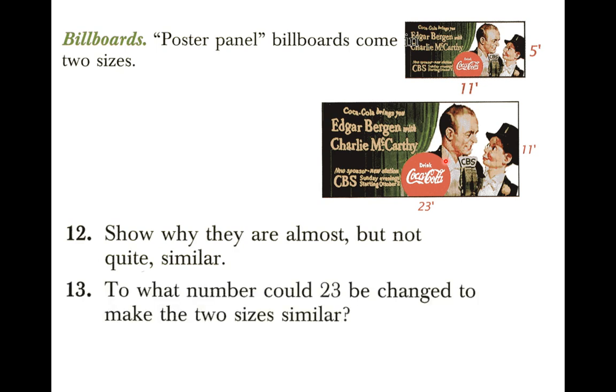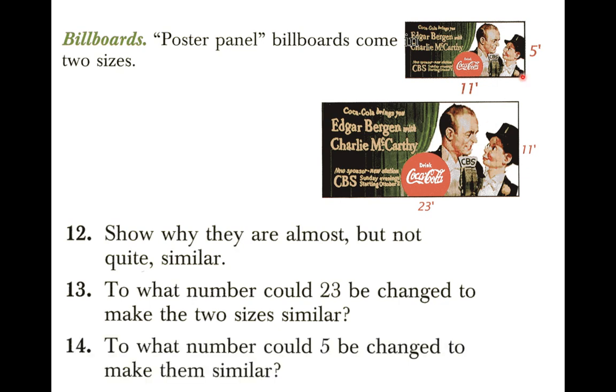Then they're asking you to take it another step. Change the 23 here so that they are proportional. Set up a proportion, put an x in there and figure out what it would have to be for them to be similar. And then again, same idea for 5. Change the 5. What would it take?